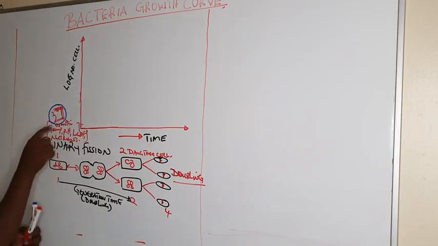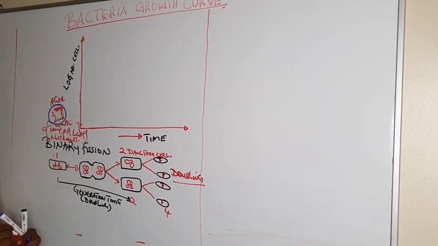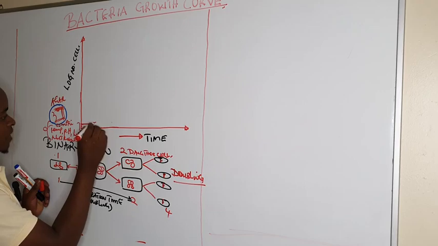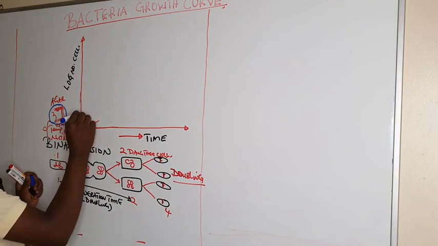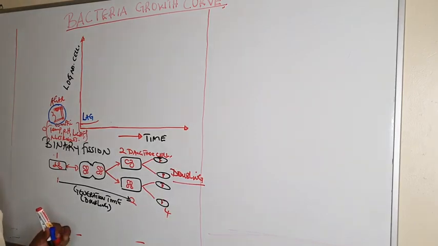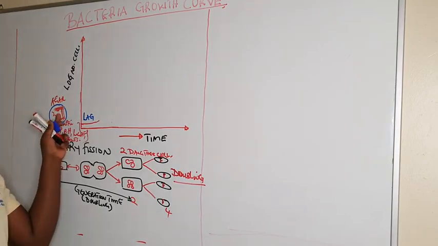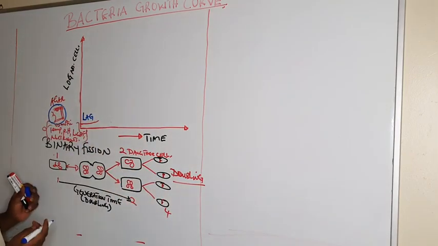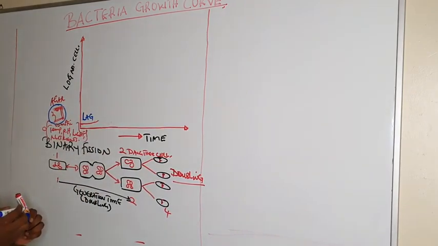After culturing it on this agar plate, there is the first phase, which we call the lag phase. This lag phase is the time taken after inoculating the bacteria on the agar, before it increases in number. So here we don't see any increase in number. That is the lag phase.